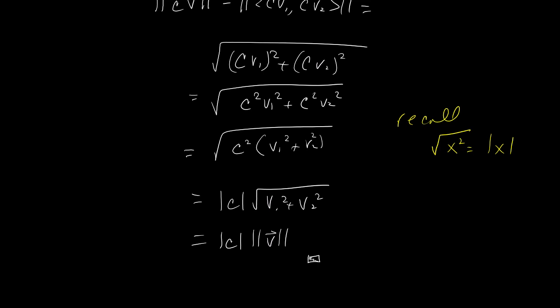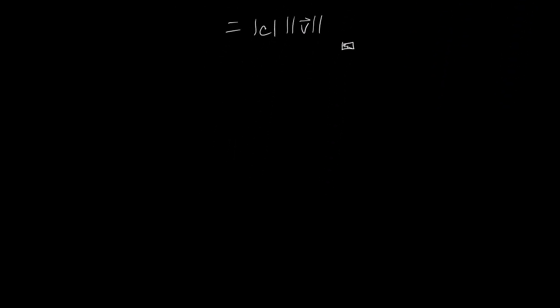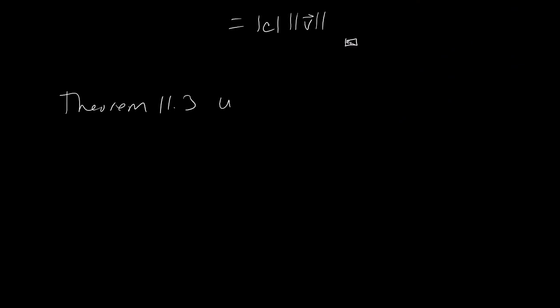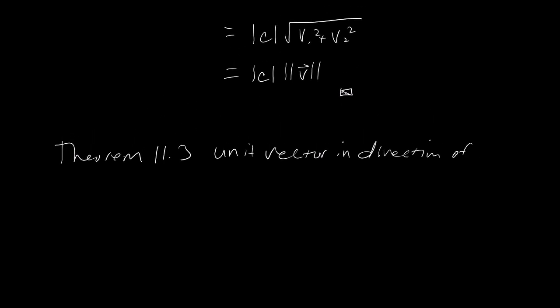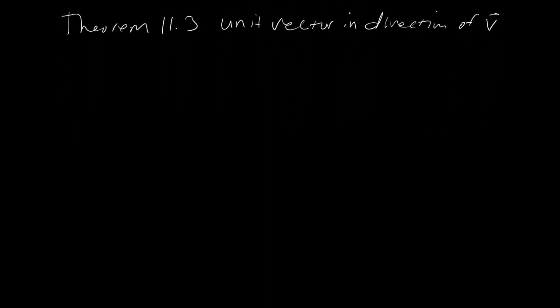So there's our "we proved it" party box, the end of our proof. Okay, excellent. All right, next theorem. Theorem 11.3, unit vector in the direction of v. You can't see it, but I've got a color palette up in the corner that makes it hard for me to get to that corner.